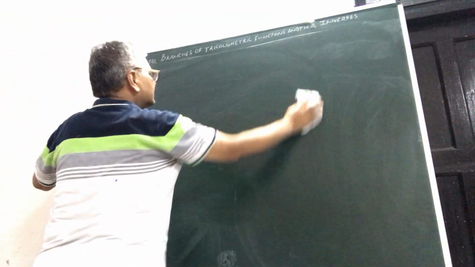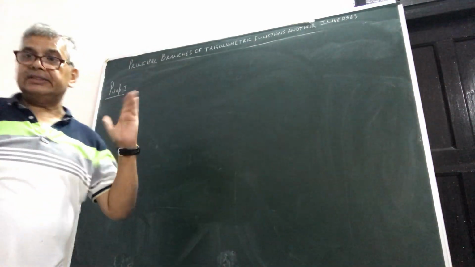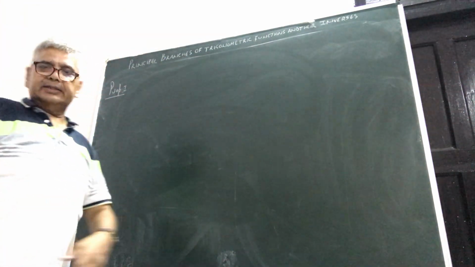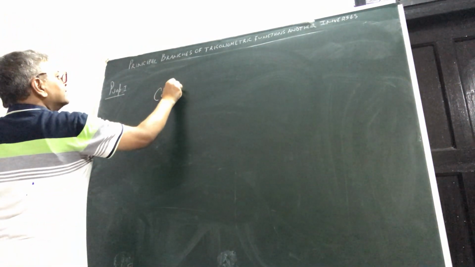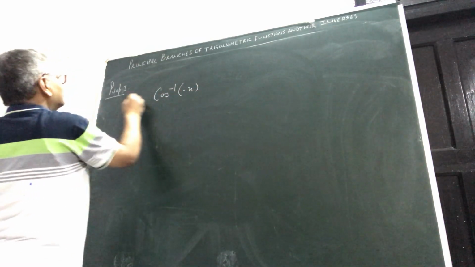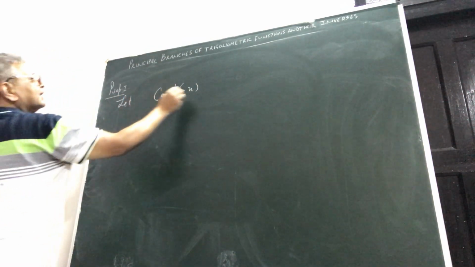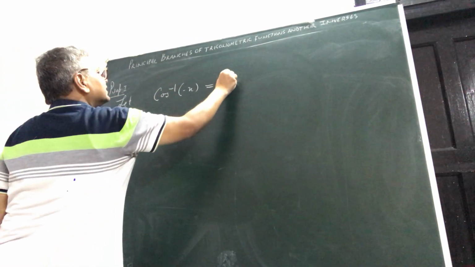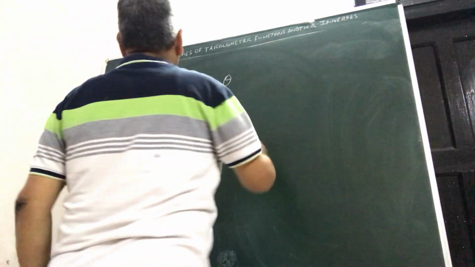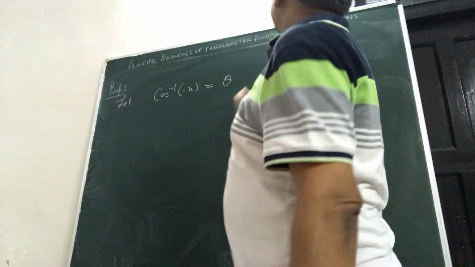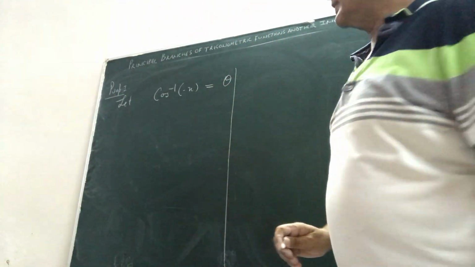So here I will now take these things very easily. First, let us take cos inverse minus x. So let cos inverse of minus x be equal to, say, theta. What are the values here? Minus x. Please see, don't escape these things.